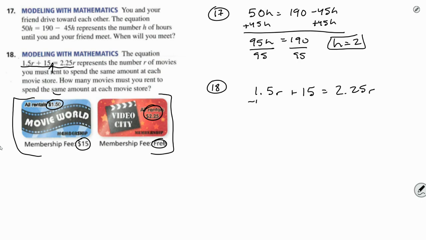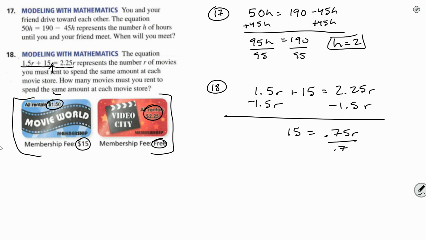This time I'm going to take all the r's to the right hand side. 15 equals 0.75r. Do an inverse operation and get 20. To be the exact same, we should be at 20 movie rentals.